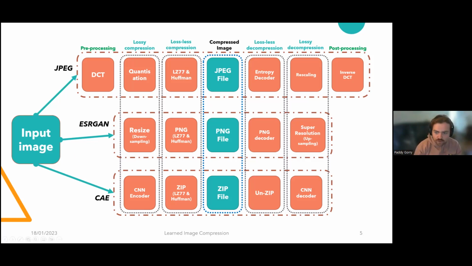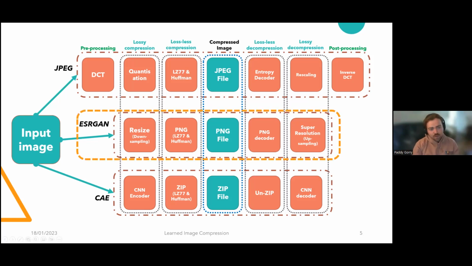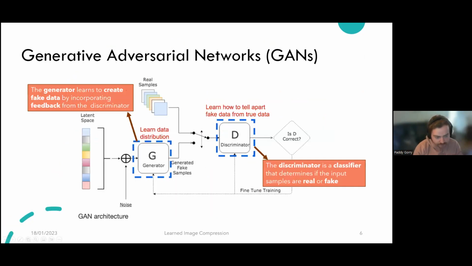So we're going to move to the first pipeline, which is the ESR-GAN, the first of our learning-based methods. So first, what is a GAN? A GAN is a generative adversarial network, one of many different popular neural network architectures that can be used for a lot of different things. A GAN consists of two neural networks that are trained simultaneously in a kind of competition. You have the generator that learns to create fake data by incorporating feedback from the discriminator, which essentially is a classifier that determines if input samples are real or fake.